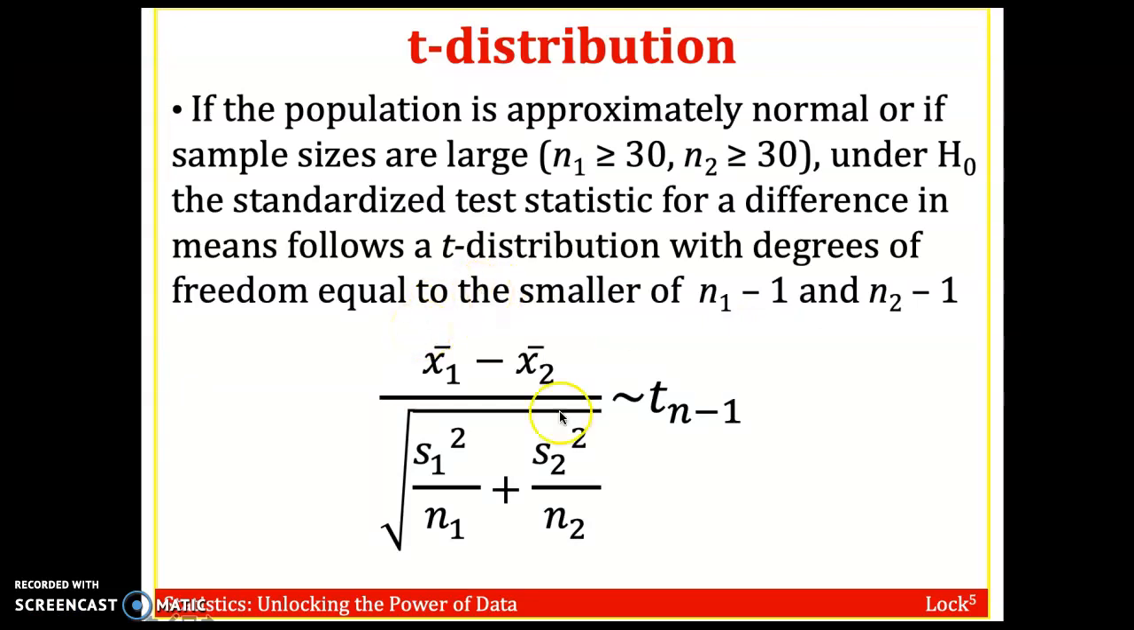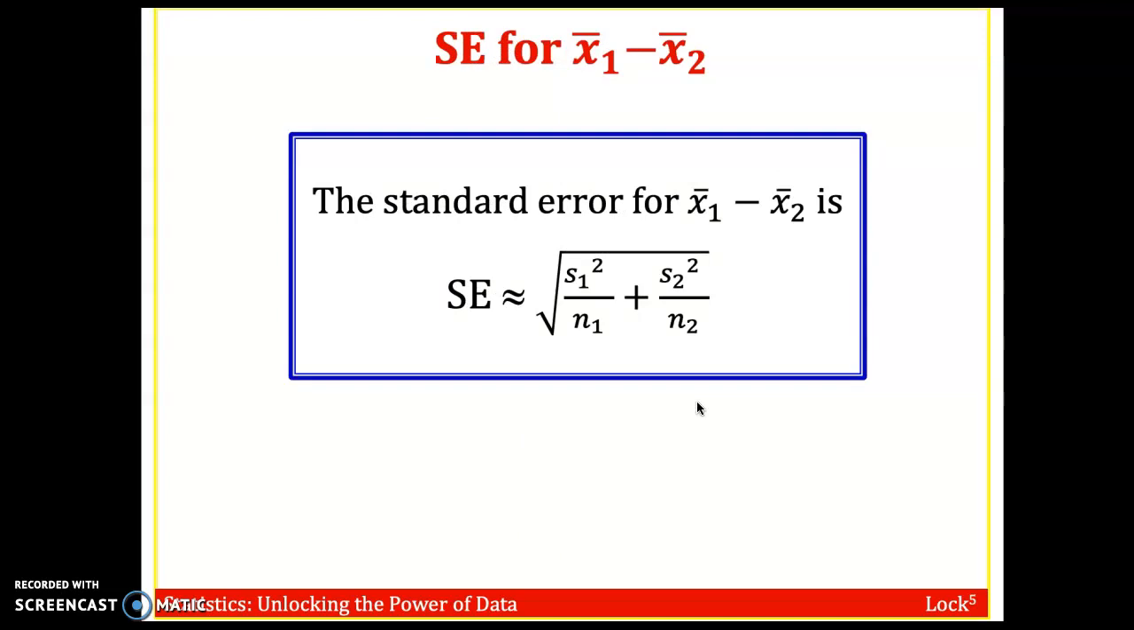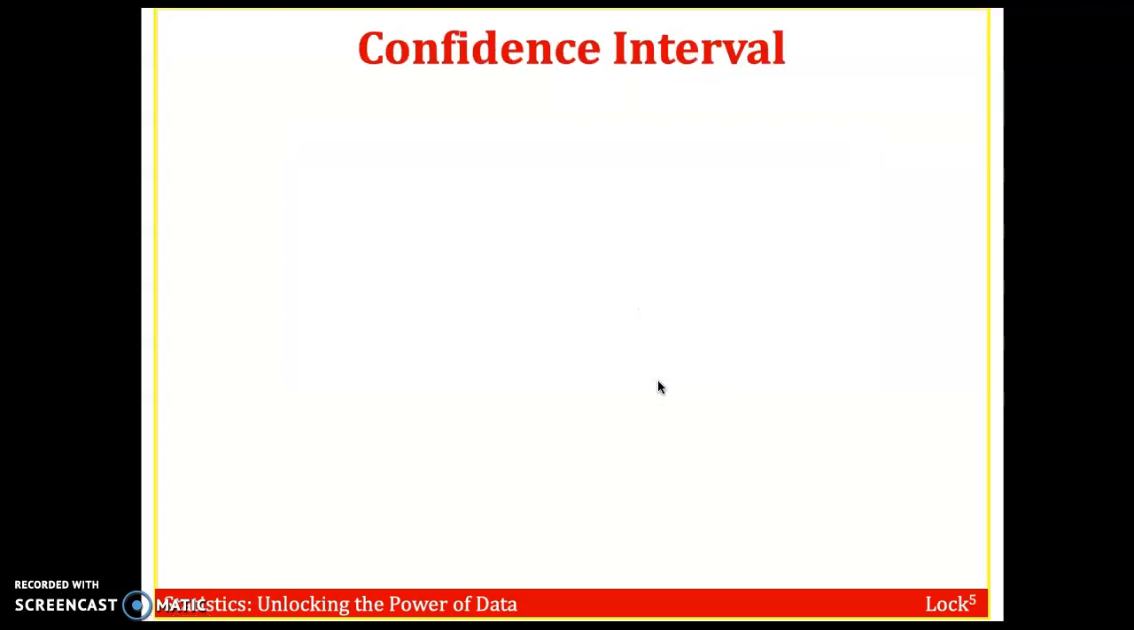And our t test statistic is going to be the difference of the two sample means divided by the standard error formula, the square root of S1 squared over sample size plus S2 squared over sample size. And then here's that standard error formula again. All right, so we've got all the information. Let's look at a couple of examples.